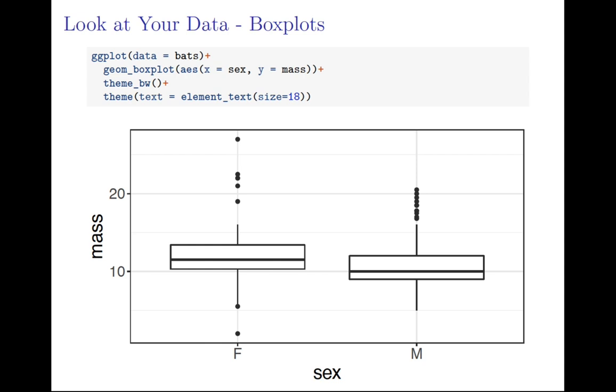And to keep your code clean, I would highly recommend having each of your geom statements for your plots on a different line like I have here. So the plus is on the previous line, and then the function is on its own line, and that really keeps it much cleaner. So here you can see we're looking at the distribution of the data for the mass of the bats for females and males, and you see that females tend to have a distribution with a larger median.